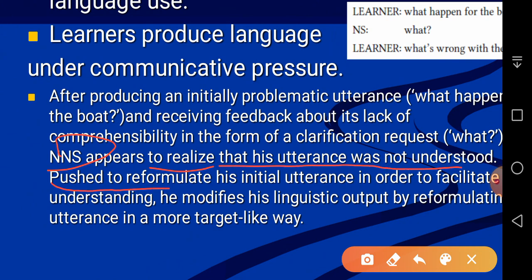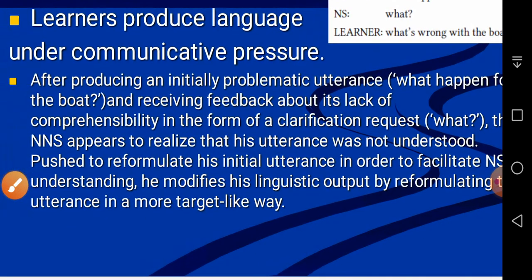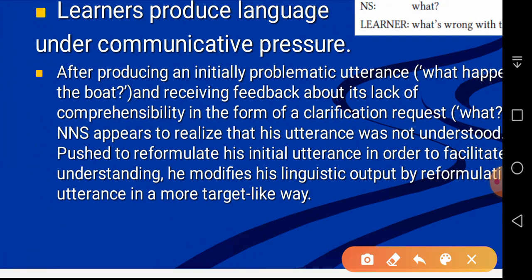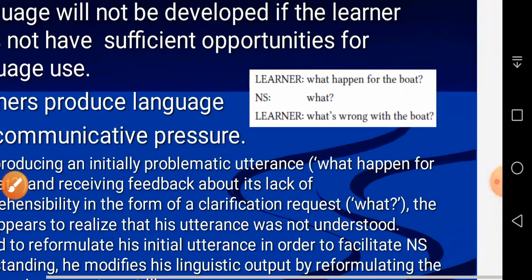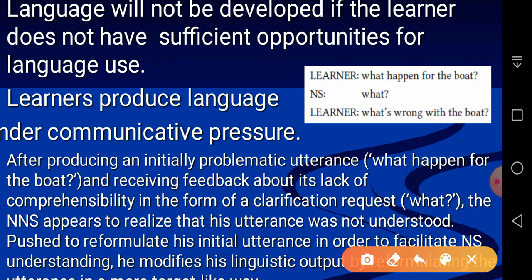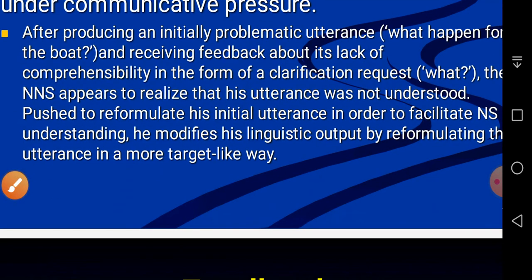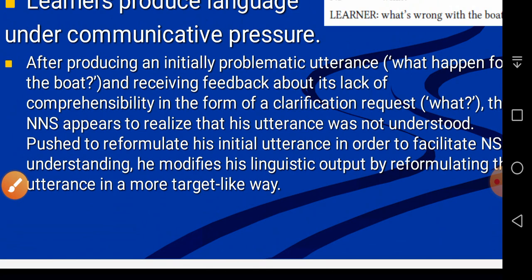Pushed to reformulate his initial utterance in order to facilitate native speakers' understanding, he modifies his linguistic output. You see, here is the modified output. He says, what's wrong with the boat? Initially he asked, what happened for the boat, but the native speaker said that he can't understand it, so the learner has modified it. So this modification takes place in interaction.